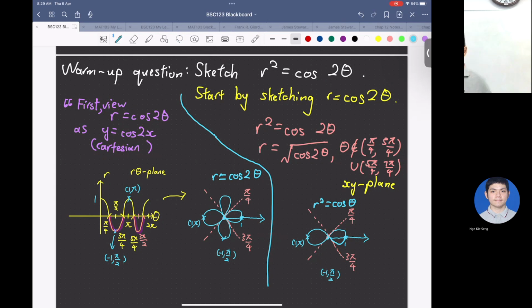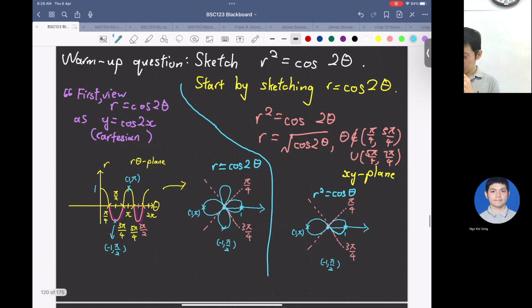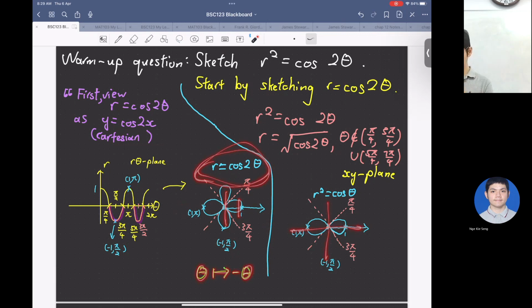Also, one thing you can see is that if I replace theta with negative theta, there is some symmetry you can see from these two curves. If I replace theta by minus theta, I still get the same shape. In particular, there's a symmetry along the polar axis. So if I change theta to minus theta and the graph stays the same, there's a symmetry along the polar axis. Make sense?